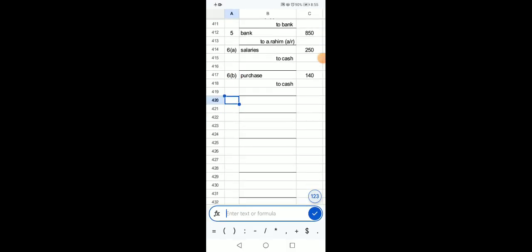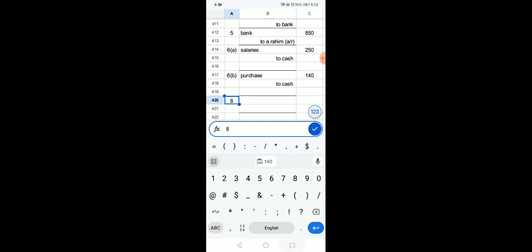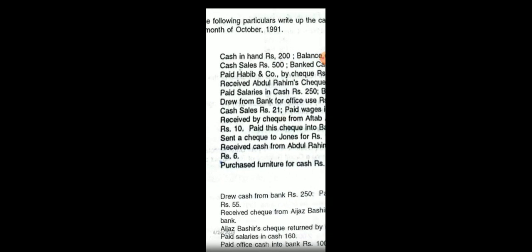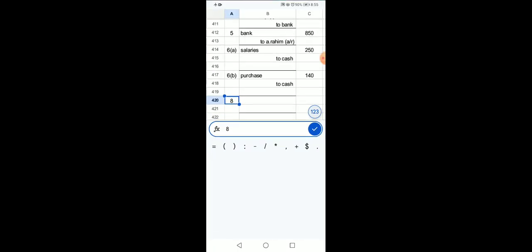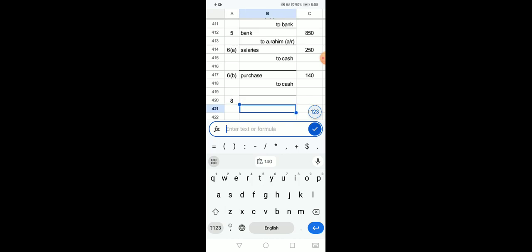Next is 8. So here just write down entry number 8, and what is entry number 8 saying? Drew from bank for office use. You have drawn some amount from the bank for office. When you draw some amount from your bank account, the amount present in the bank account would decrease. A decrease in bank account means a decrease in your asset, and a decrease should be mentioned on the credit side. So you will name your bank on the credit side, because your asset is decreasing.